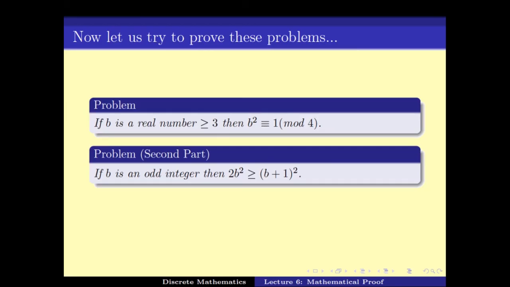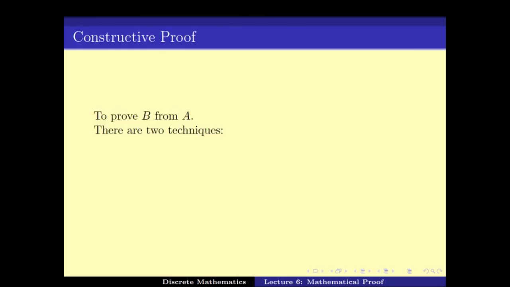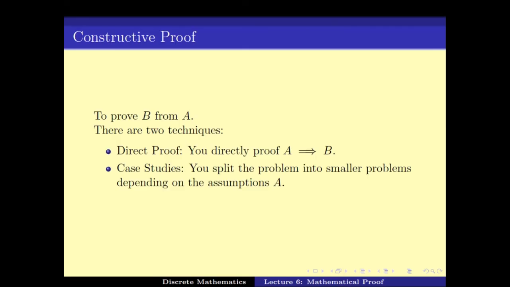Now, how do you go about proving this statement? We will give constructive proofs for this problem. Now, what do we mean by constructive proof? A constructive proof is something where to prove B from A, we use either of two techniques. Namely, we first come up with the direct proof, that means we take A, we play around with it, we make some changes and we get B out of it. We call it direct proof. And the second technique is that you split up the problem into even smaller statements depending on the assumptions of A.